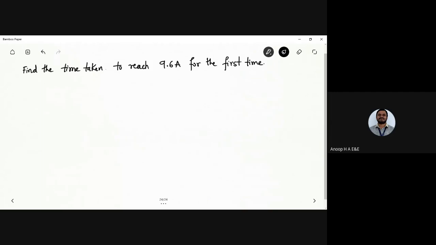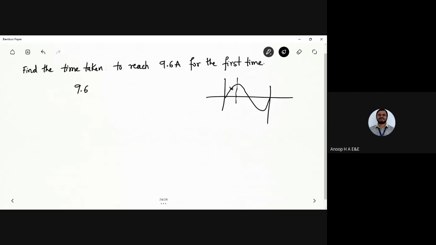0.6 amperes for the first time. Okay, so for the first time means you will be having a sinusoidal wave. Whatever value it reaches in the positive half cycle, it reaches the same in the negative half cycle with the negative sign. So if I have 9.6 somewhere around here, you will be having 9.6 somewhere around here also. So this is for the first time it reaches.